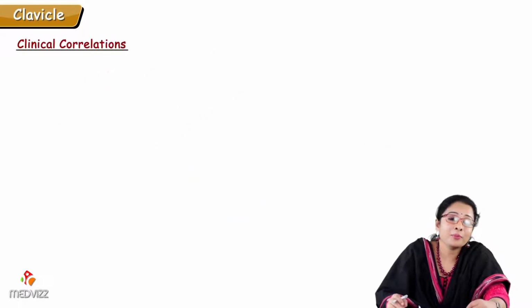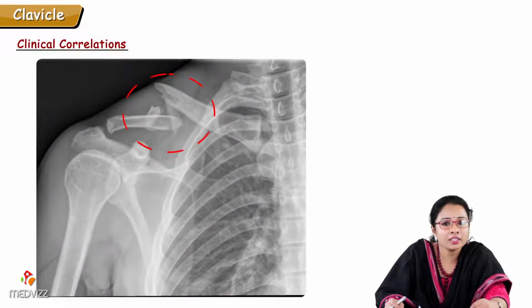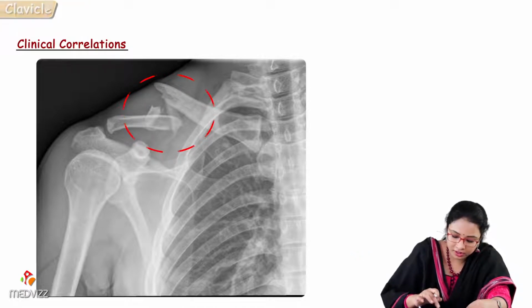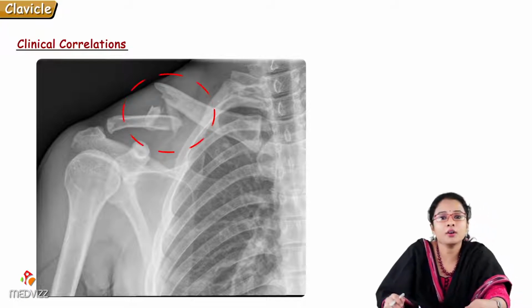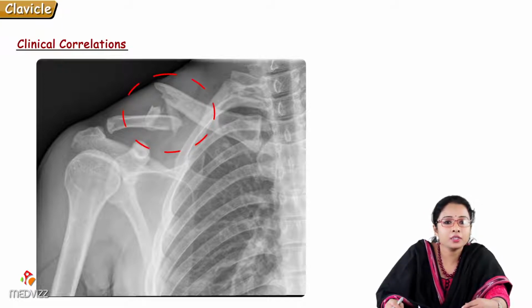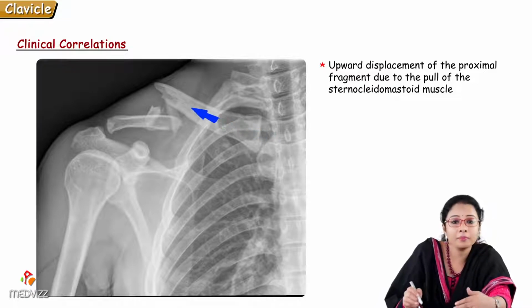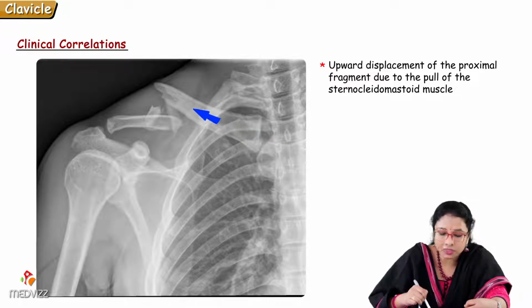We'll talk about some important clinical aspects of the clavicle. Fracture of the clavicle usually occurs at the junction of the lateral 1/3 and medial 2/3. So here is the site of fracture, and it results in upward displacement of the proximal fragment due to the pull. The proximal fragment will be the medial side, so it is displaced upwards because of the pull of the sternocleidomastoid muscle which is attached from above.